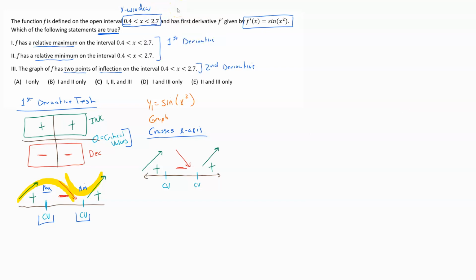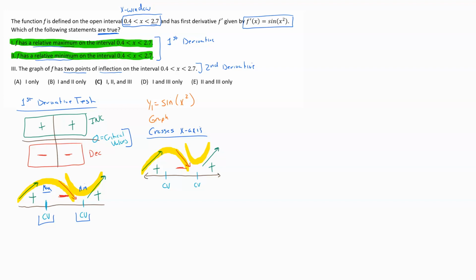And so now from that little sign chart, that little first derivative test line, we can see that we have a max happening at that first critical value. It's going increasing into decreasing. And we have a min happening at that second critical value. It's going decreasing into increasing. So right now we can say for sure it has a relative max on this interval and it has a relative minimum on the interval.